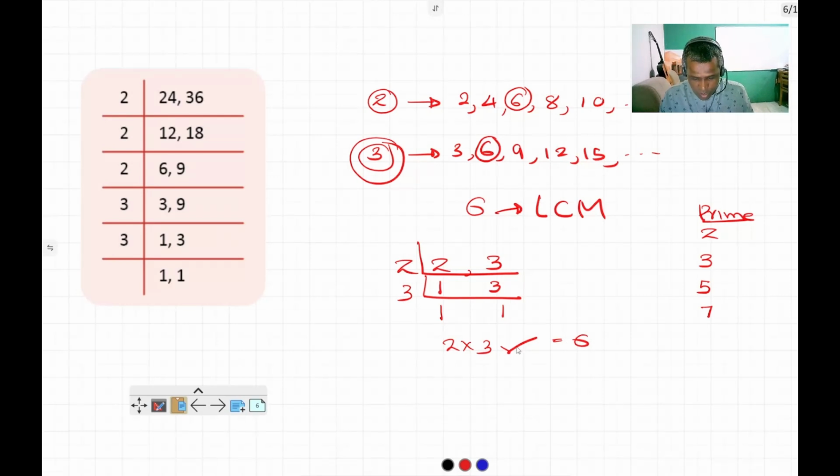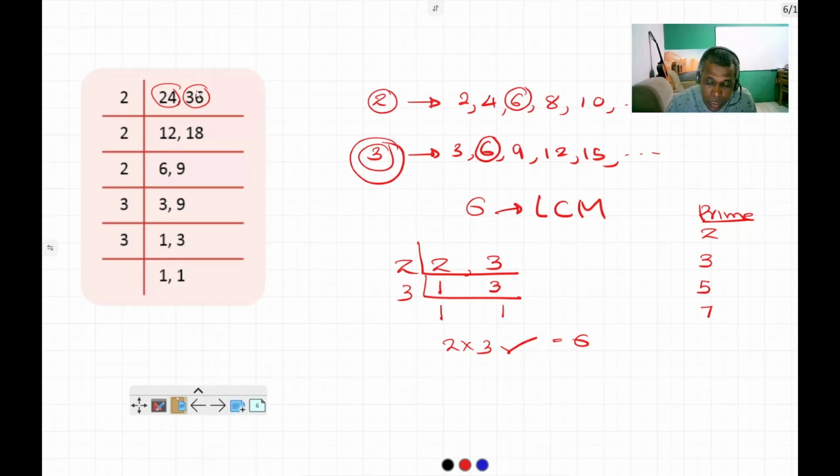If I go for 24 and 36, I take the prime numbers 2, 3, 5 and 7. Like that we can take more and more. First I am taking 24 and 36. Are they divisible by 2? If it is divisible, we have to divide it. Of course it is divisible.